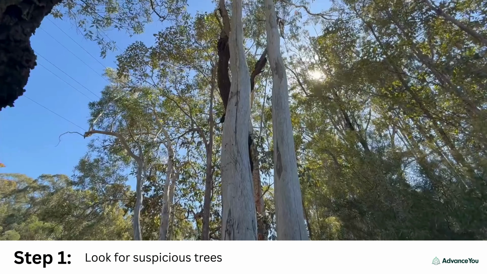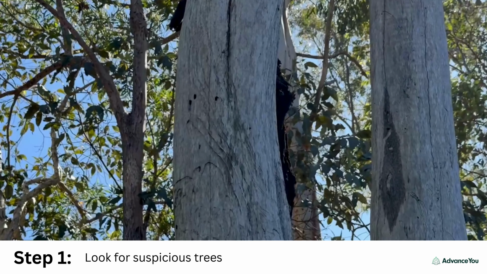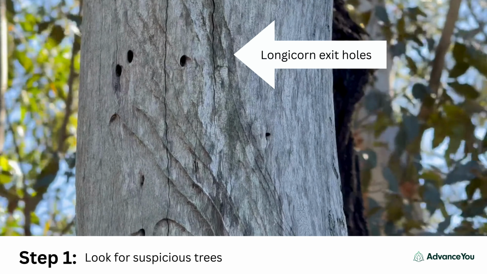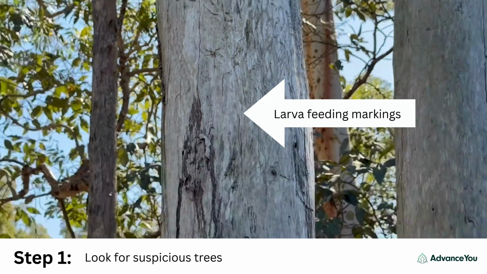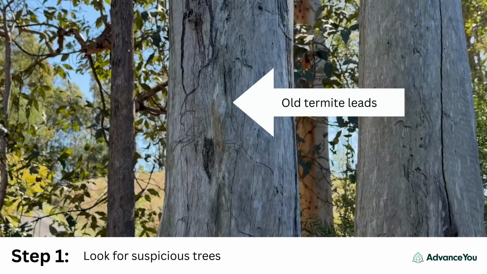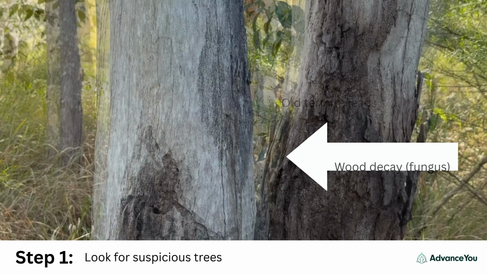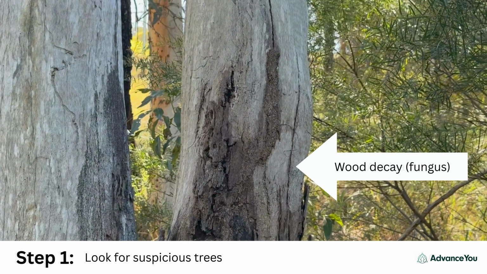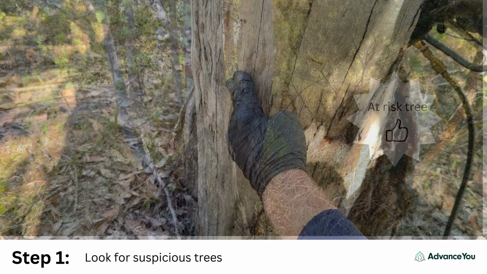On many sites, it will be unfeasible to test and drill every tree on site, so you need to identify suspicious trees with evidence of other timber pests such as borer, or previous or current larval feeding, previous or current termite leads, wood decay, or even carpenter ants. This is an at-risk tree, as we've discussed before.